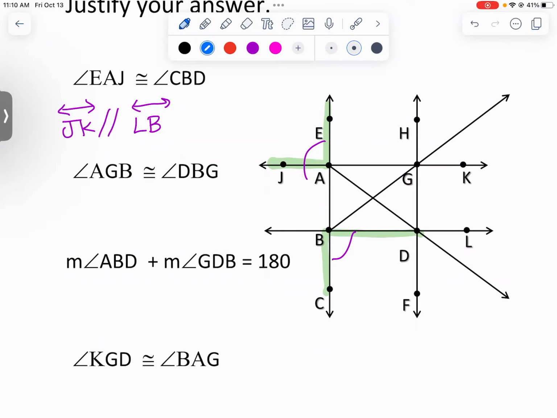Okay, but which theorem? What kind of angles are these? Okay, because our alternate exterior angles are congruent.